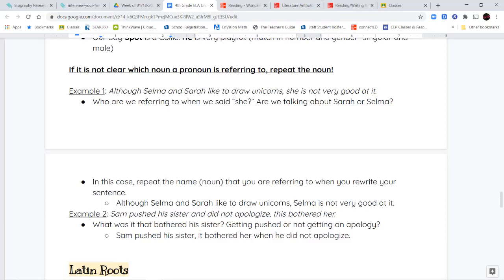If I say, Sam pushed his sister and did not apologize, this bothered her. Okay, which part bothered her? Was getting pushed the part that bothered her, or the fact that he did it and he didn't apologize bothered her? This is where we repeat what happened. Sam pushed his sister. It bothered her when he did not apologize. So I'm rewriting it so that my sentence makes sense. I want to make sure my sentences are clear. So if you have more than one noun, make sure you're clarifying which one you're referring to with your pronoun. If it can't be clear by using the pronoun, repeat the noun.